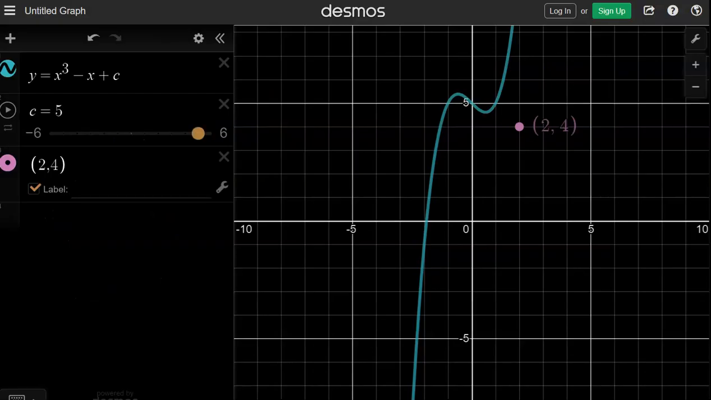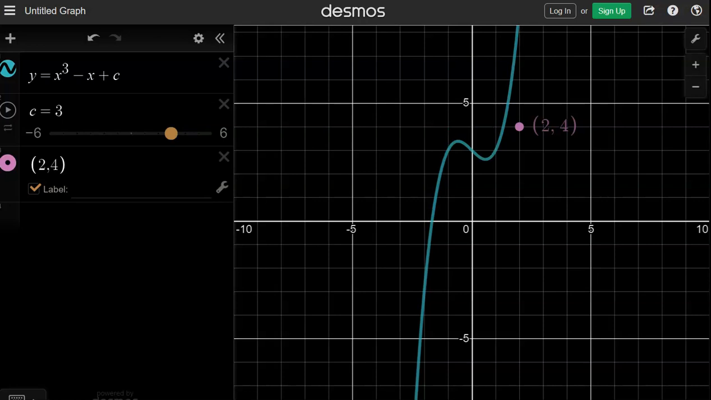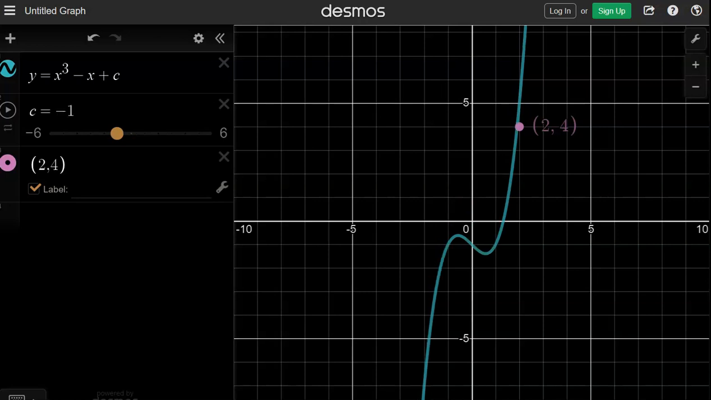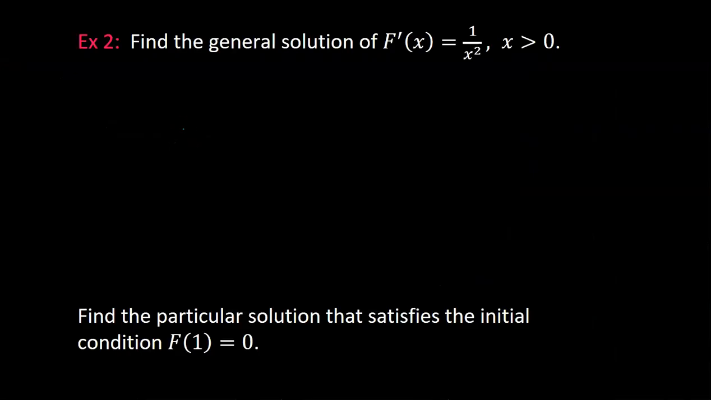Graphically, you can see that we have our family of vertical translations, but only one of these vertical translations is going to pass through the point 2, 4. And as we discovered numerically, the function that passes through the point 2, 4 is the one where the value of c is -2. Let's practice our new skills on example 2.